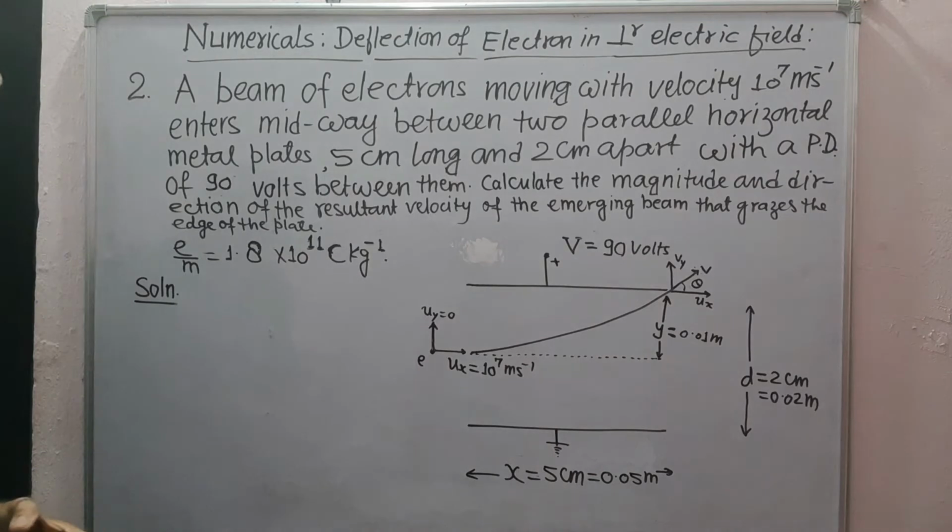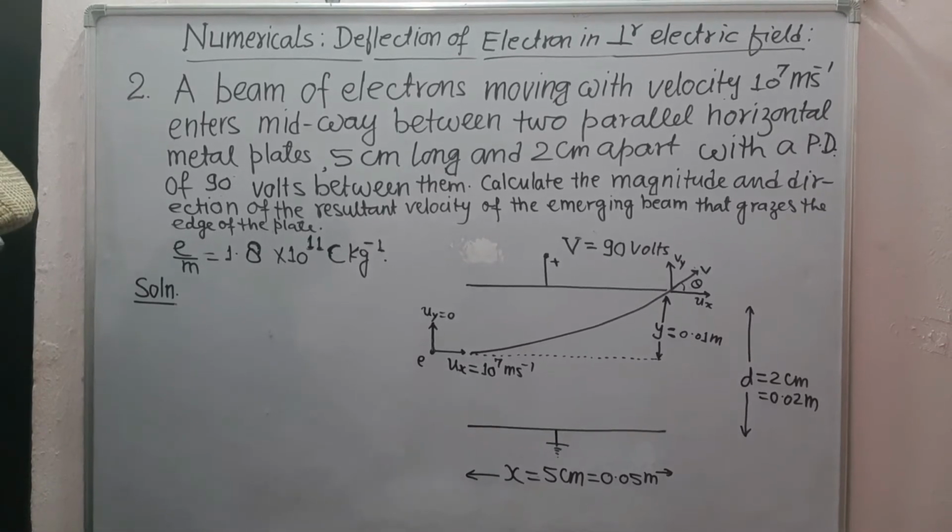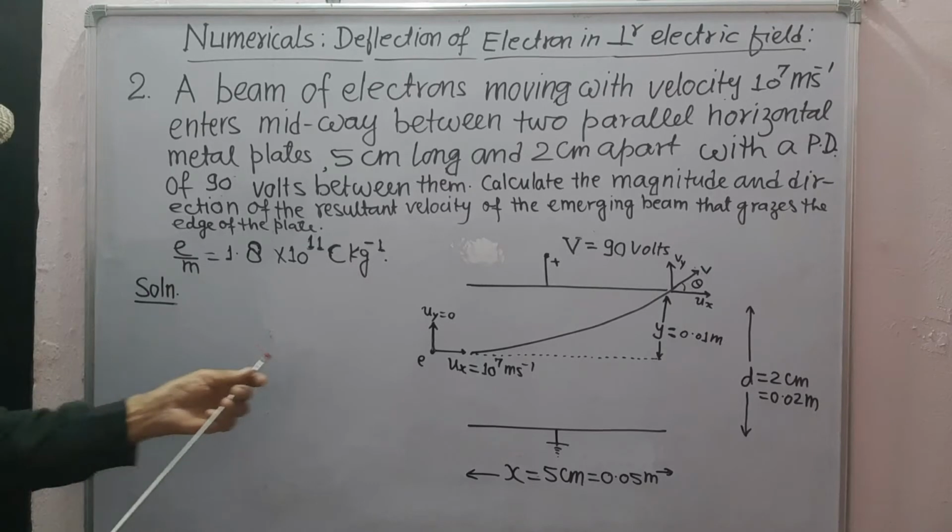Next question: a beam of electrons moving with velocity 10 to the power 7 meter per second enters midway between two parallel horizontal metal plates 5 cm long and 2 cm apart with a potential difference of 90 volts between them. Calculate the magnitude and direction of the resultant velocity of the emerging beam that grazes the edge of the plate. The specific charge of the electron is given to be this much. Now come to the solution.